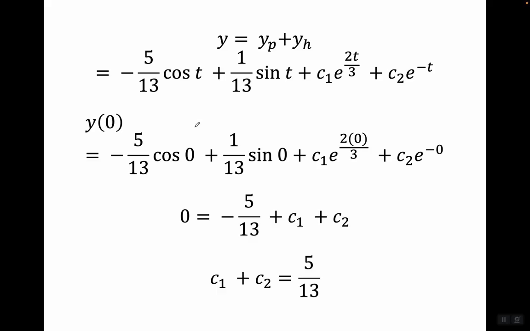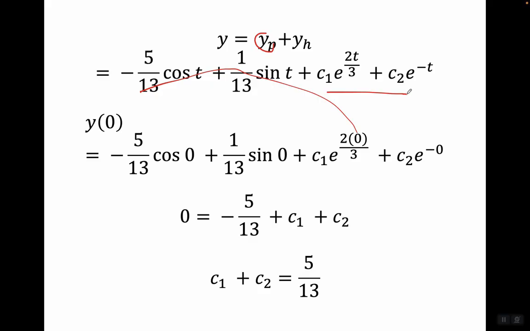Okay, let's put the pieces together. Our general solution to the non-homogeneous differential equation is going to be y sub p, a particular solution to the non-homogeneous differential equation, that's this stuff over here, and then y sub h, our general solution to the homogeneous differential equation, and that's going to be c1 e to the 2t over 3 plus c2 e to the negative t. We want to find what c1 and c2 are.